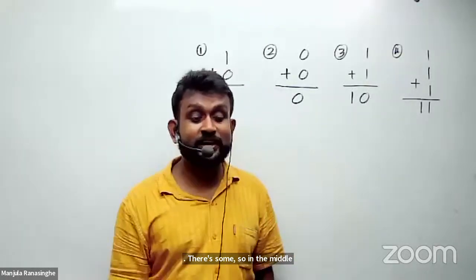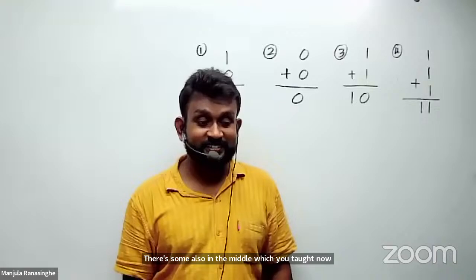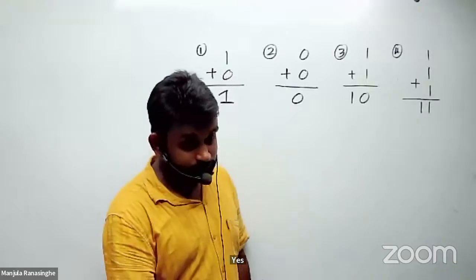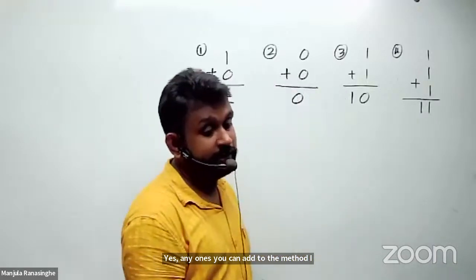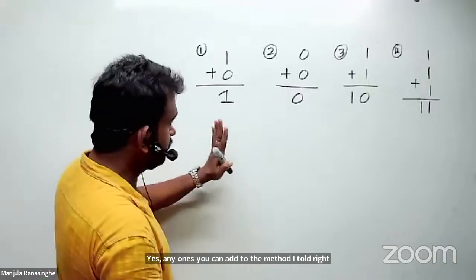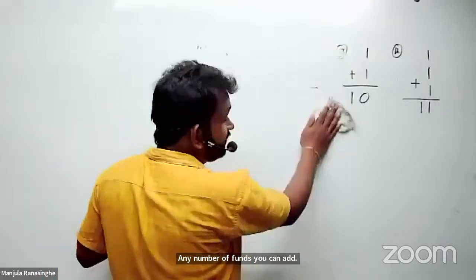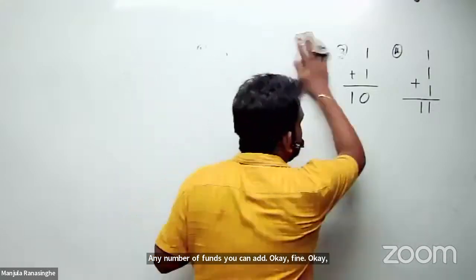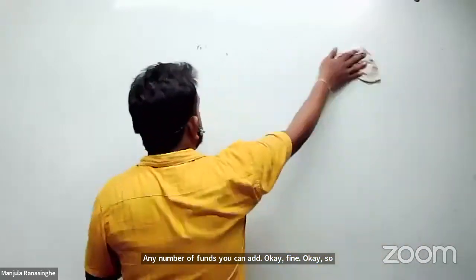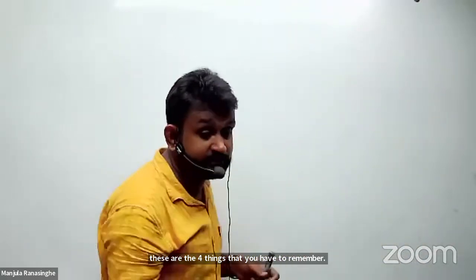Sir, so we can do the other sums also in the method which you taught, no? Yes. Any ones you can add with the method I taught, right? Any number of ones you can add. Okay, fine. So these are the four things that you have to remember when you are adding binary numbers. So this is my first example.